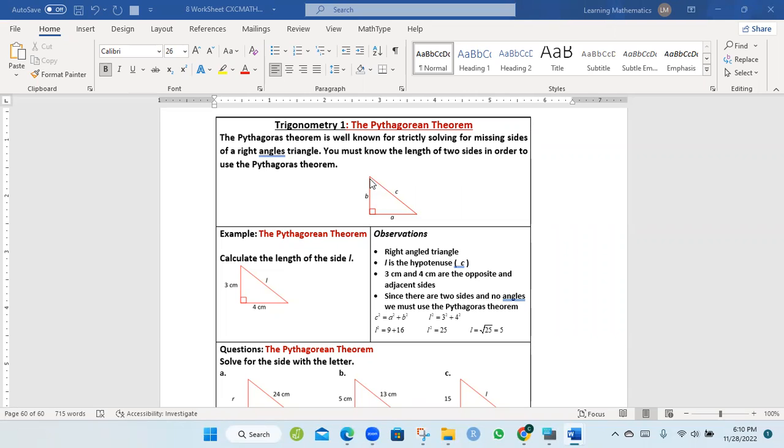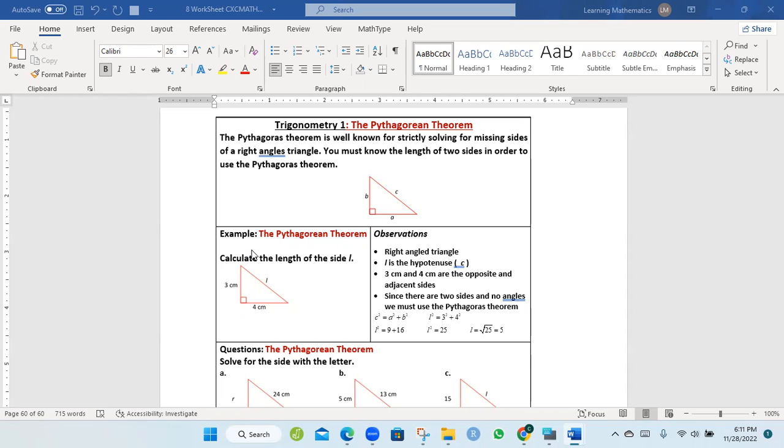So the Pythagorean theorem is dealing with right-angled triangles, and the sides are labeled A, B, and C. No angle is necessary, just sides, and you must have the values of two sides in order to solve for the third side. The hypotenuse is always called C. The 90 degrees box is always pointing to the hypotenuse. The hypotenuse is always opposite, away from the 90 degrees box.